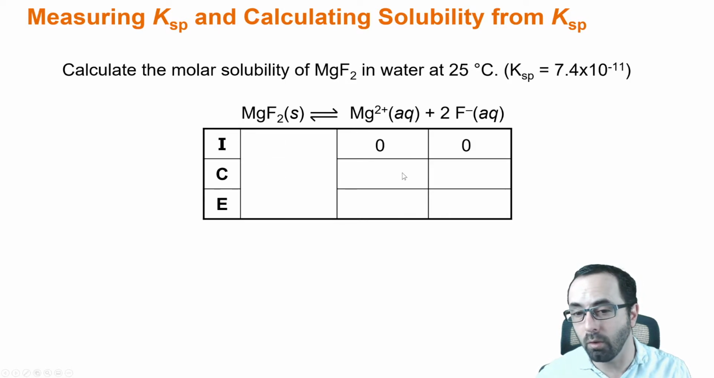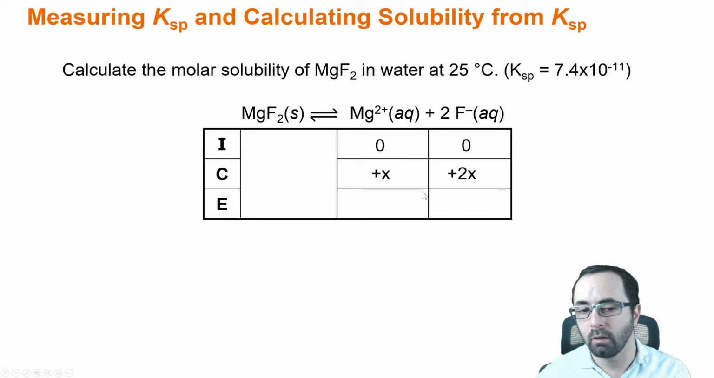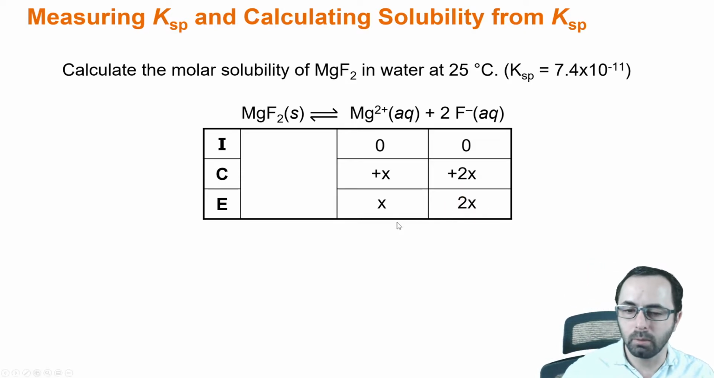Solubility is going to go in the forward direction, of course, so we'll have +X for magnesium, and be careful here, we make 2 fluoride ions, so our change here will be +2X for the fluoride ions. So our equilibrium concentration of magnesium is +X, and it is +2X. Now, an important note, whenever 1 mole of magnesium fluoride dissolves, this produces 1 mole of magnesium ions.